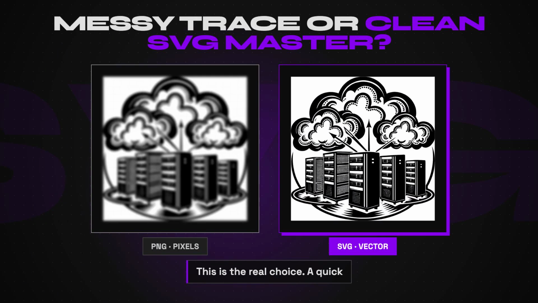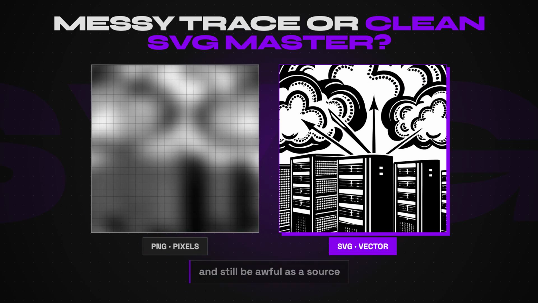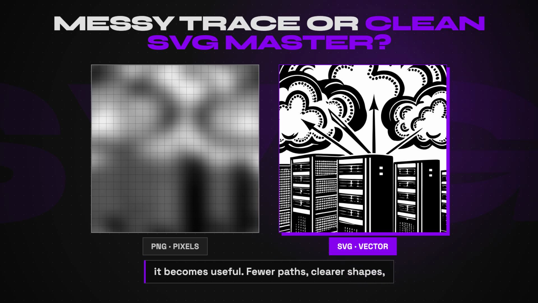This is the real choice. Quick trace can look impressive in a preview and still be awful as a source file. A clean SVG master may simplify the photo, but that is exactly why it becomes useful. Fewer paths, clearer shapes, easier edits.